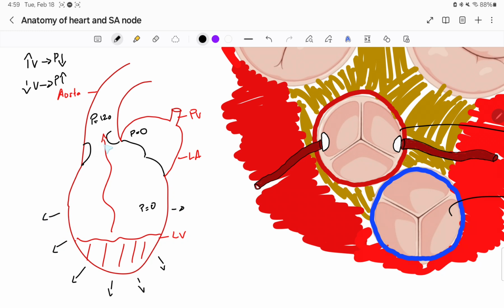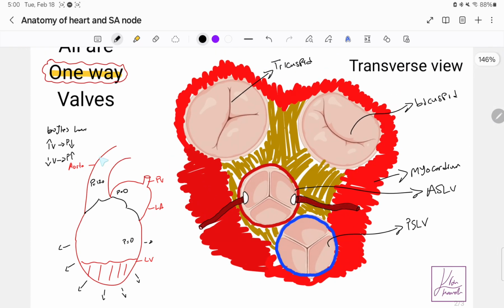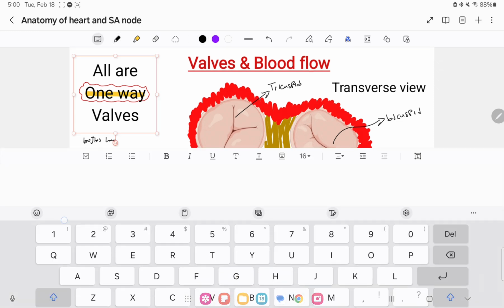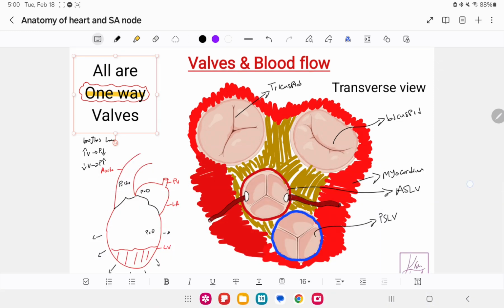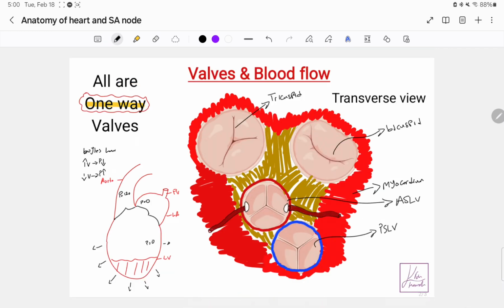Okay? And if that occurs, what's going to happen to these valves, guys, these aortic semilunar valves? They're going to snap back closed. Okay? Snap back closed. That's how blood moves through these valves. Okay? It's just through a difference of pressure gradients. Okay? And blood always moves down its pressure gradient. And remember that this is all a one-way valve. Okay? All one-way valves. All right.